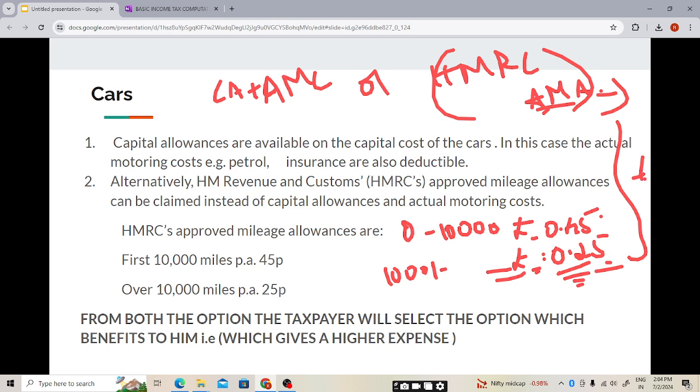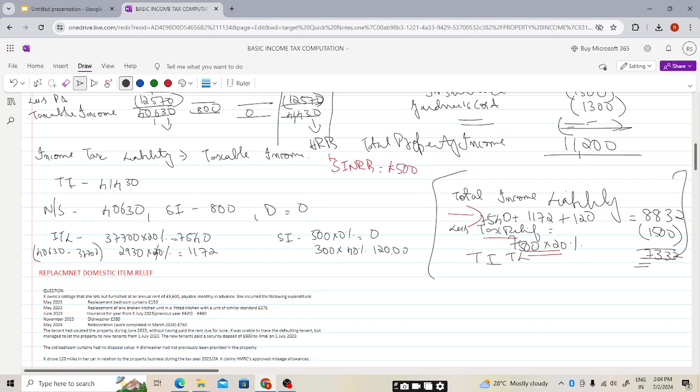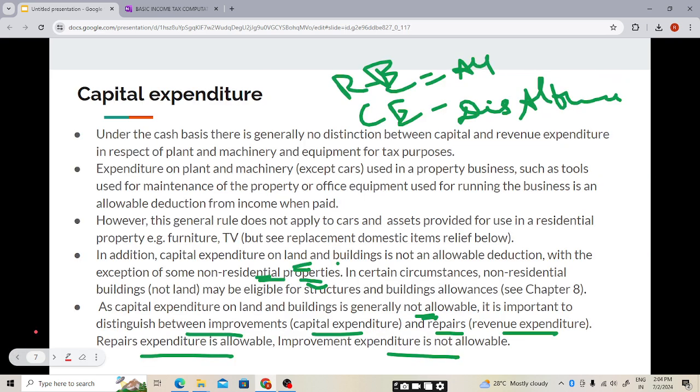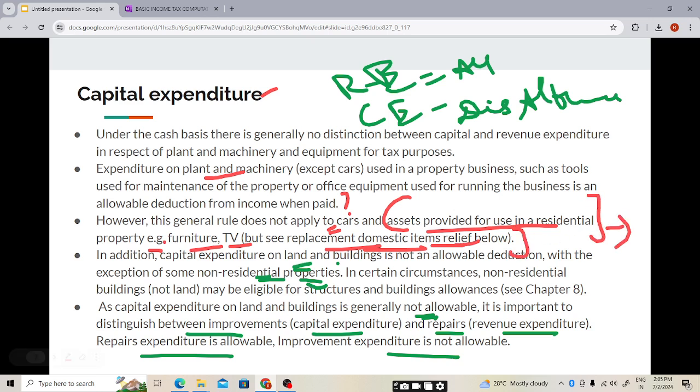In these two options, which one will the taxpayer select? Which one will give the higher expenses? Because this will reduce the property income and less income tax will be paid. So now, moving further to the replacement domestic relief. As we have seen in capital expenditure, capital expenditure for land and building is not allowed, plant and machinery will be allowed, but when coming to cars we have a special rule, which we have already learned. But when coming to assets provided for residential property like furniture, TV, replacement domestic relief will be available. What is that? We will now be covering that.